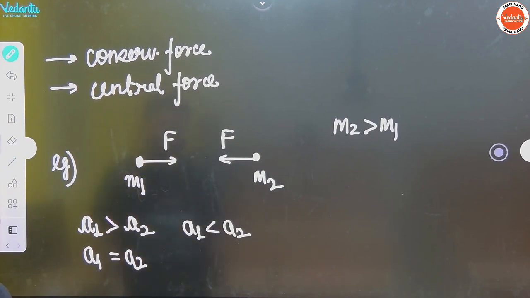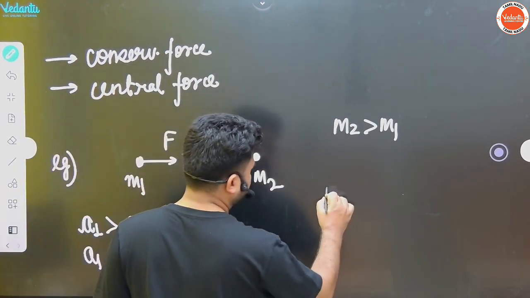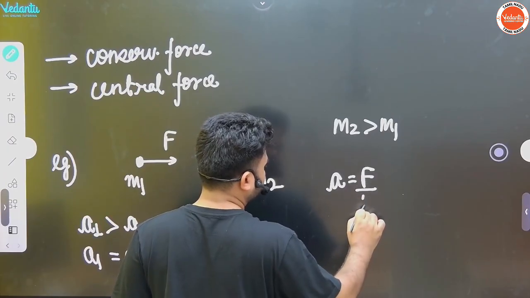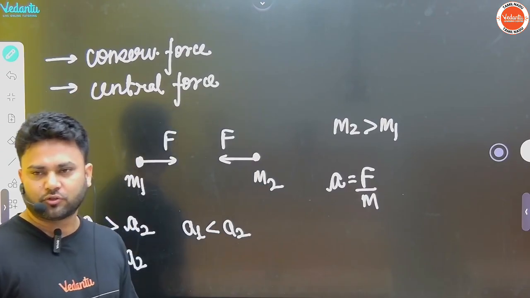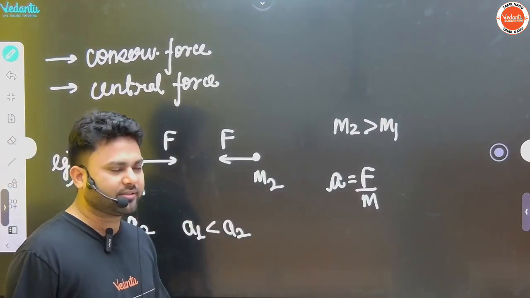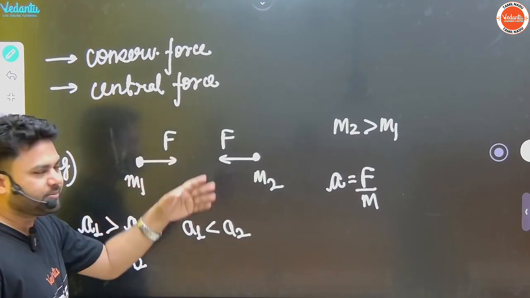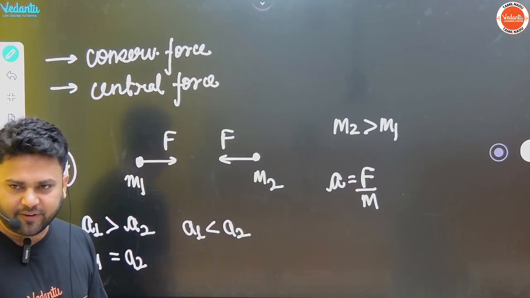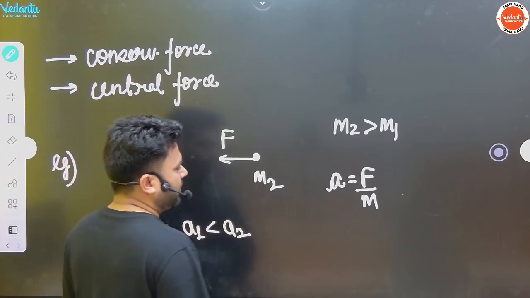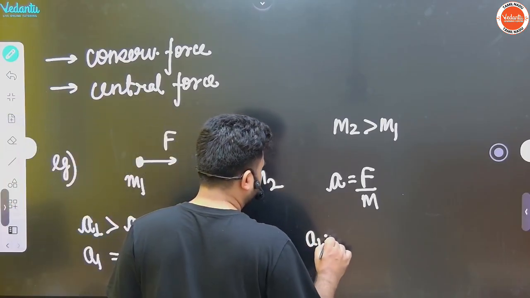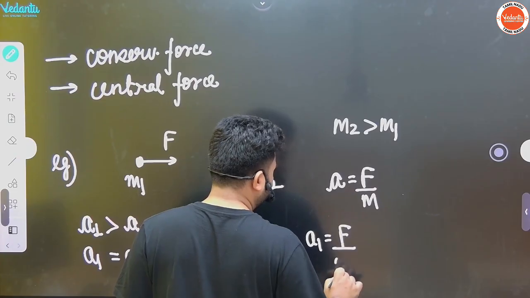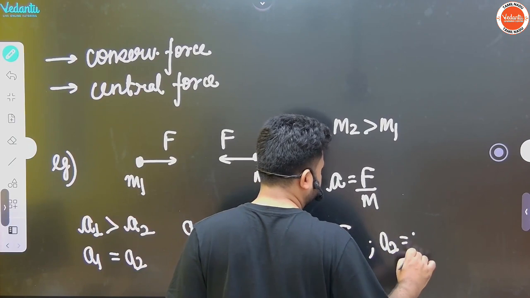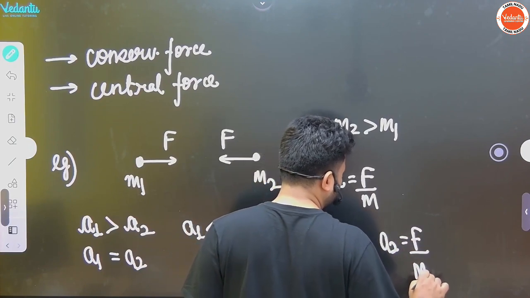Any answer? What is acceleration? See, acceleration is force divided by mass. These things you know now. Force equals mass into acceleration. Acceleration is force by mass. Force is the same for both the objects, but the mass is different now. So acceleration will be different. So the acceleration of 1 will be force divided by mass of 1. Similarly, the acceleration of 2 will be, force is the same, F divided by mass of 2.